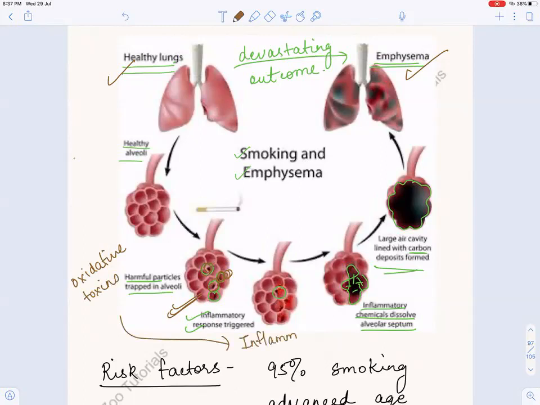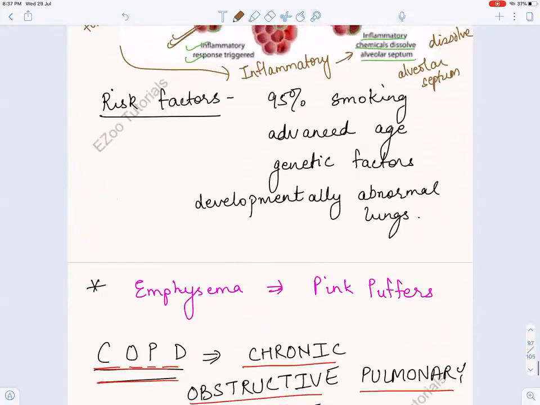inflammatory response, right? And what is this inflammatory response doing? It is dissolving the alveolar septum, okay? And then what is this? There is a large air cavity with carbon deposits. And see, the lungs have all been destroyed. We did this. Then we saw how generally this happens.